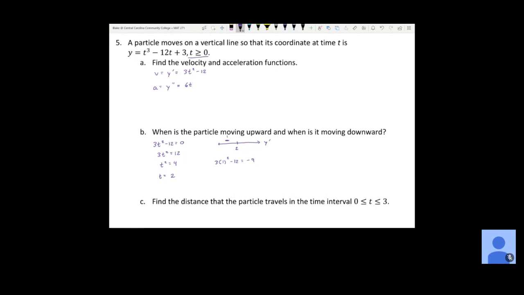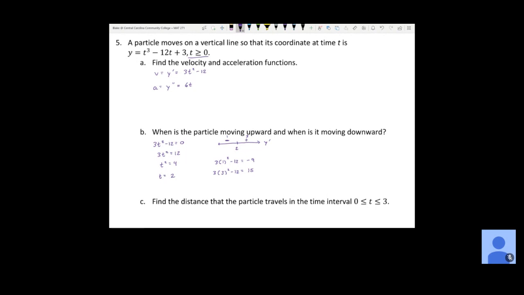Now we need a value outside of 2. What's the value over there? 3. Good. We do 3 times 3 squared minus 12. What's that going to give us? Should be 15. Again, all we really care about is whether it's positive or negative. That side's going to be positive.